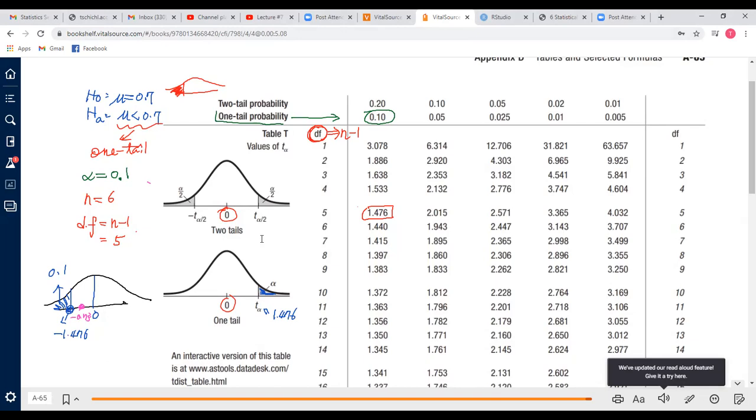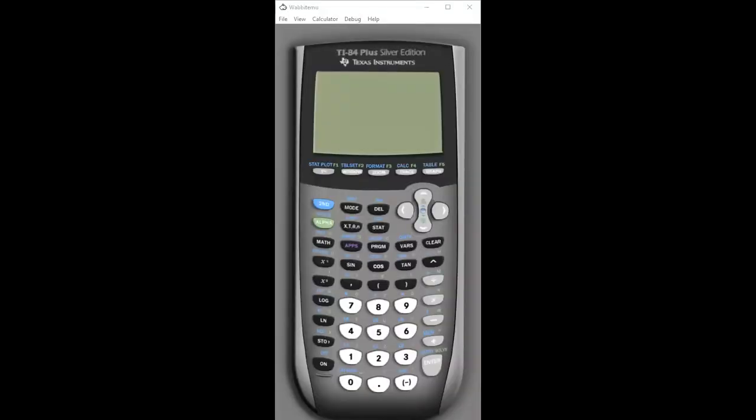Because the TI-84, when we do the t-test, gives us a p-value. It does not give us the critical value. So how do I use the TI-84 to find the critical value here? Okay, so now let's stop here and go to my TI-84. Let's turn the calculator on, clear.